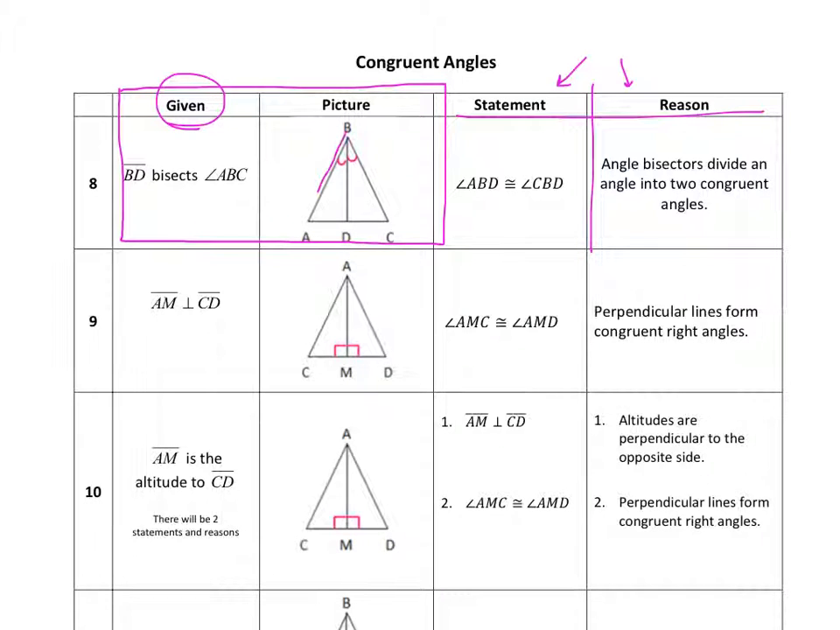So angle ABC, this huge one here, is getting cut in half. It's being bisected. So that tells me that this angle on the left is congruent to this angle here on the right. So my statement now becomes angle ABD is congruent to angle CBD. And the reason for that, again, is a definition. Angle bisector divides an angle into two congruent angles. So again, pause the video so that you can read through these, make sure you understand the markings, and then you're going to move on to the practice.